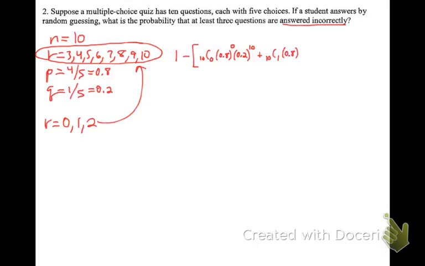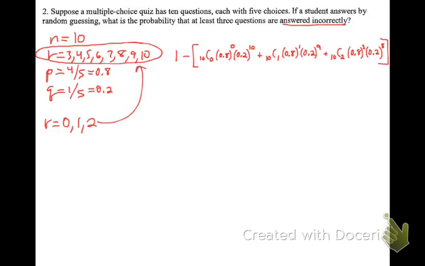0.8 to the first, 0.2 to the 9th, plus 10C2, 0.8 to the second, 0.2 to the 8th. Whew, I just barely made it there, didn't I? If you need to go on the second line, that's fine. Just make sure you close the print at the end.